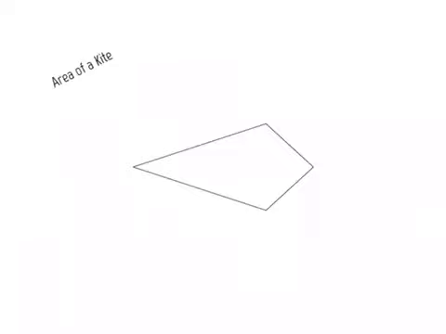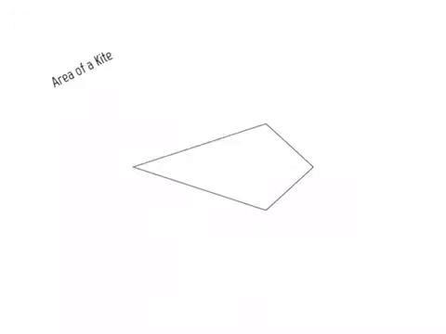All right, so now we're going to talk about the area of a kite. And because kites do not have any parallel sides, it is going to be a little bit tricky. However, I want you to think about the way that we've manipulated triangles and parallelograms and trapezoids to find their formula. And we're going to do something very, very similar here to a kite.